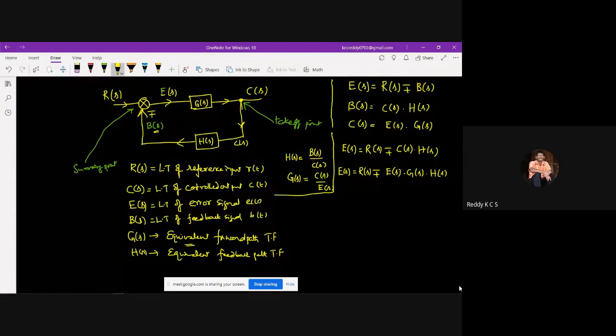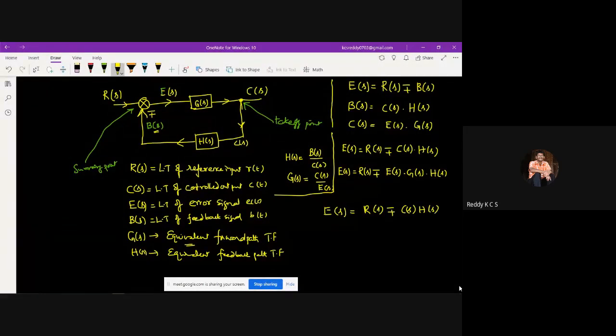By using this error equation, what I can write is E of s is equal to C of s by G of s. So here I'll write C of s by G of s. Then E of s will become R of s into H of s. E of s is equal to R of s minus R plus C of s into H of s.